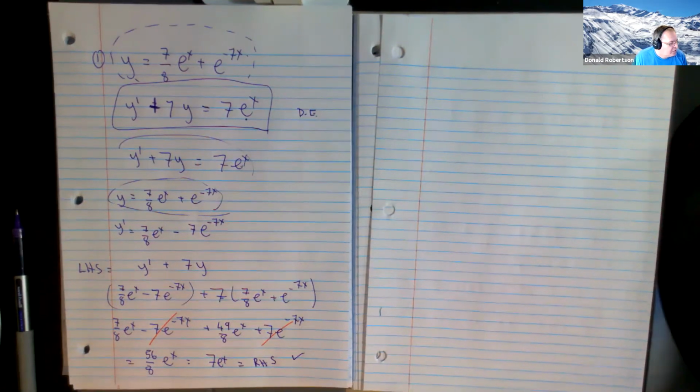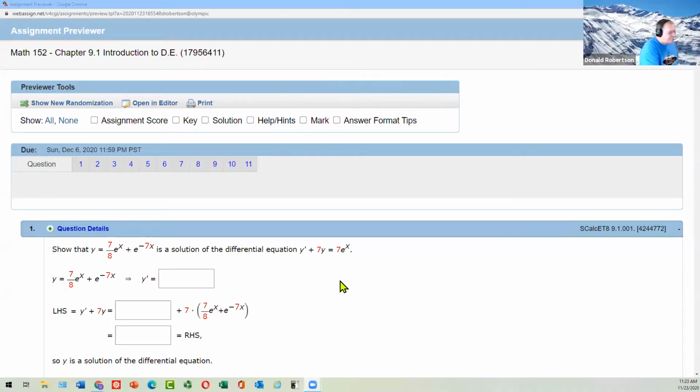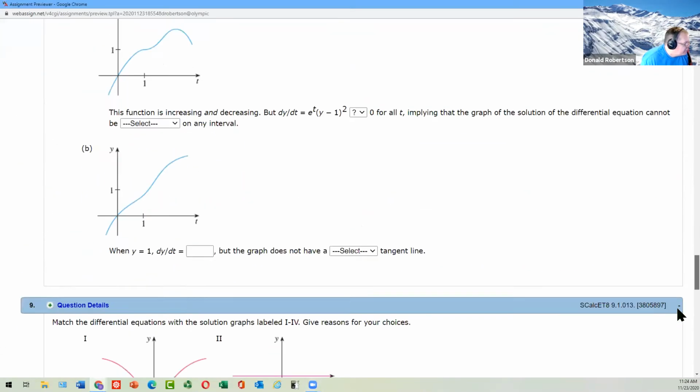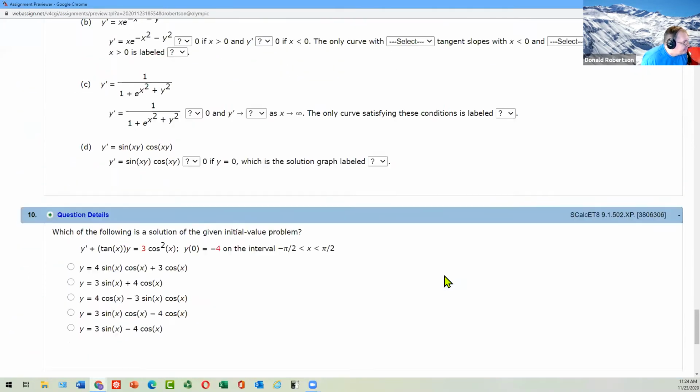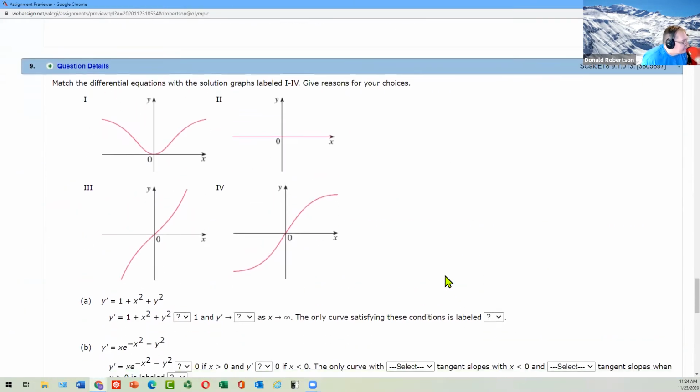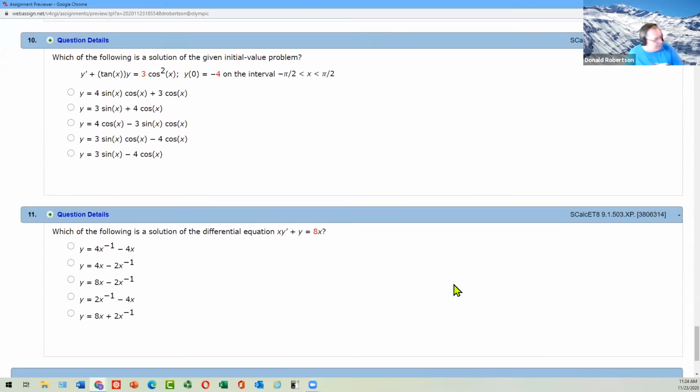Right. Now, there are some more examples of that. They're just phrased in a slightly different way. And I'm going to show you some homework questions so we can see what they're like. It takes too long to write them down. The ones I'm interested in are down here, 10 and 11.